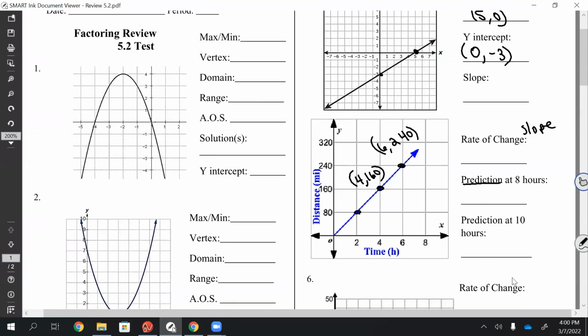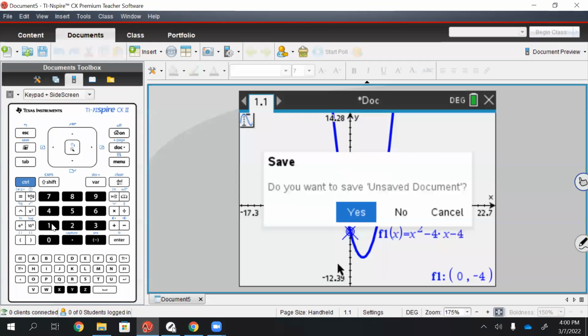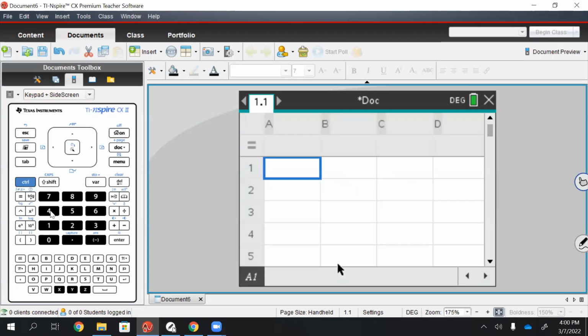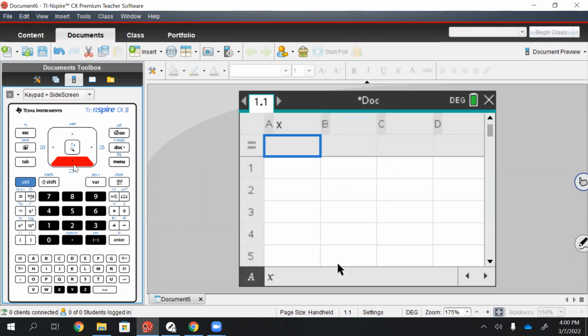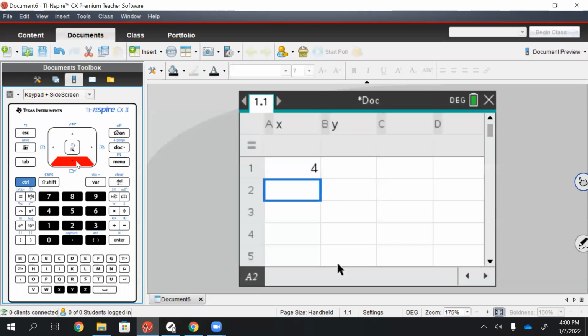All right, so how do we get our rate of change? Go to your calculator, press home, press 1 for a new document, do not save. We're going to press 4 for lists and spreadsheets. We're going to go up to the top, we're going to label it X, and then go over to the other column and label that Y. Okay, and now we're going to type it in. Our first point was 4, 160. So 4, 160. And then our other point was 6, 240. So 6, 240. And then get to a blank spot.